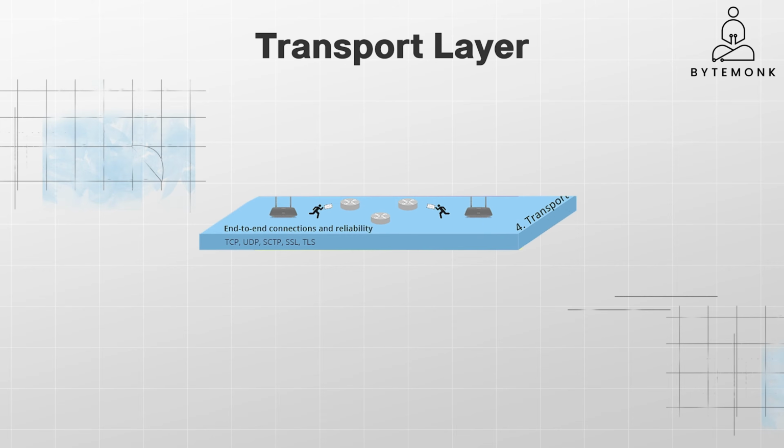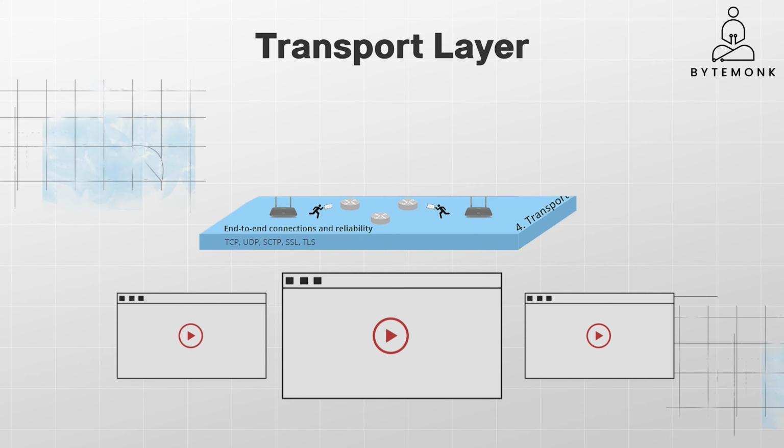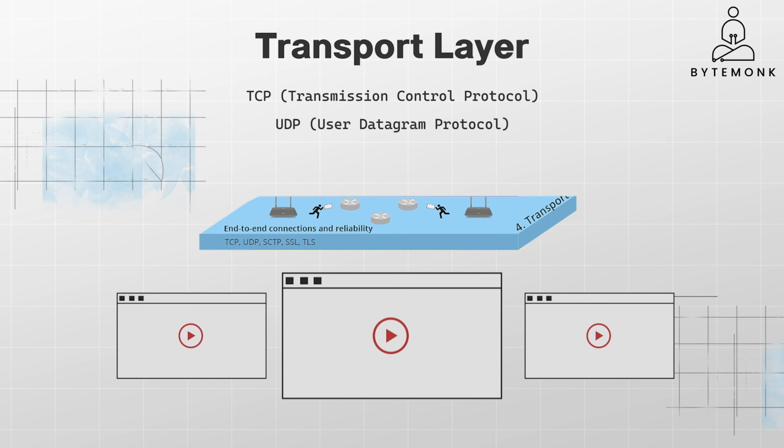Layer 4 or transport layer is where the things get moving. This layer breaks the video into smaller packets like cutting a pizza into slices. It also adds labels and checks to make sure all the slices arrive and in the right order. Popular protocols here are TCP or Transmission Control Protocol and UDP, User Datagram Protocol.